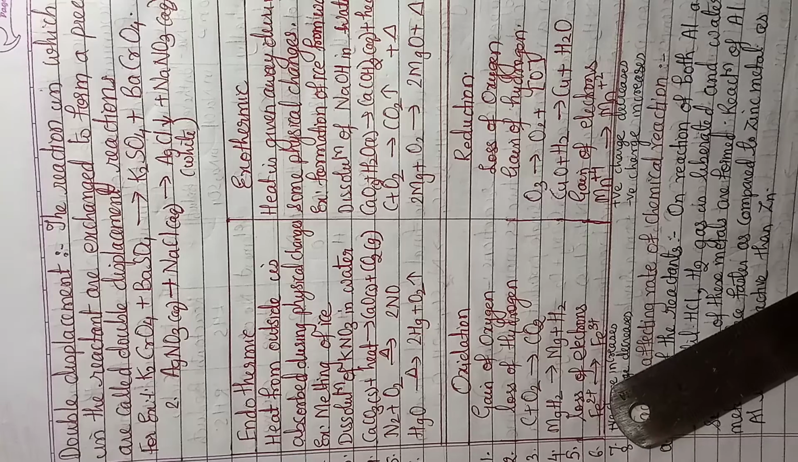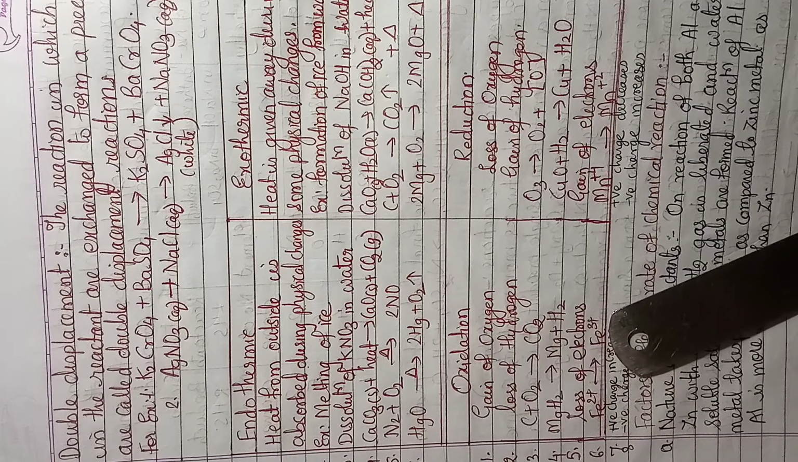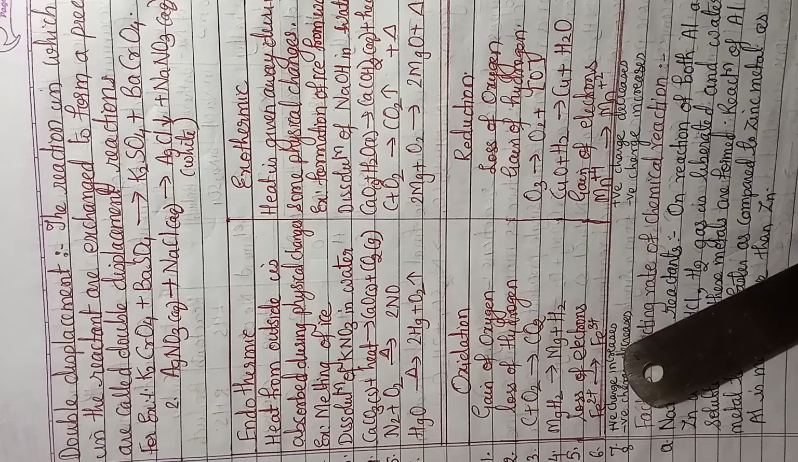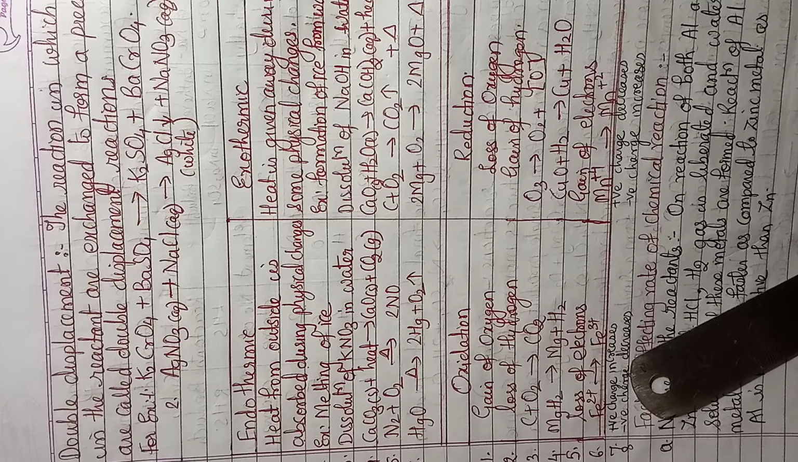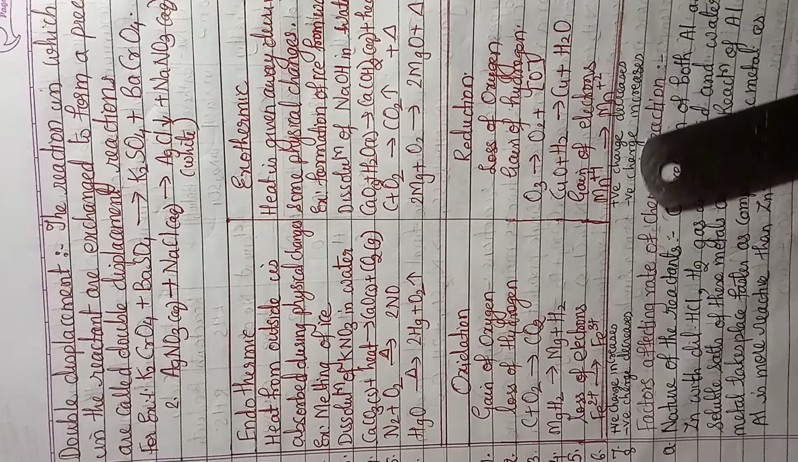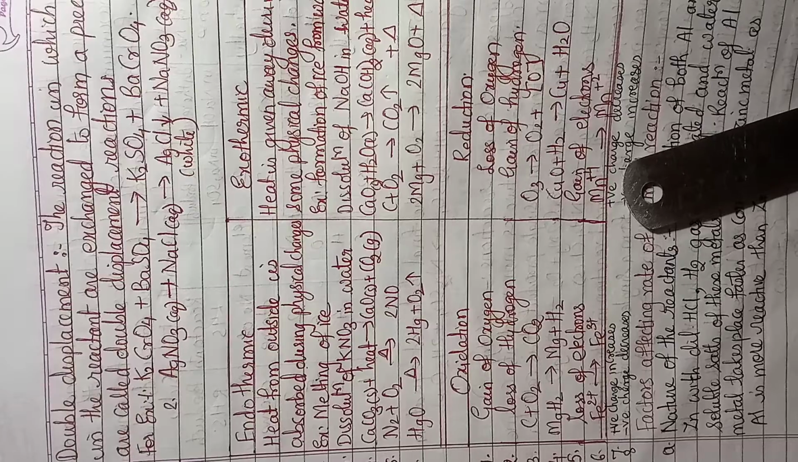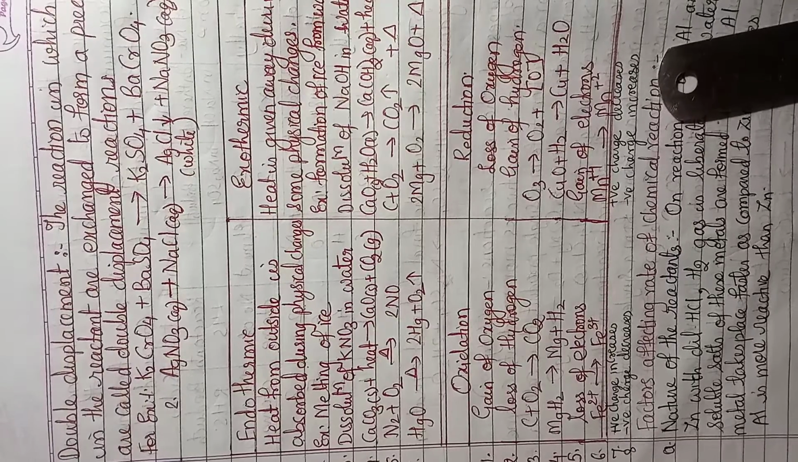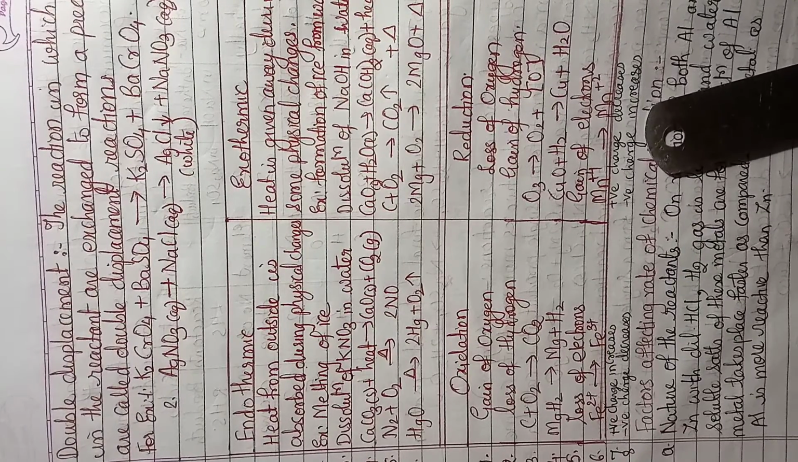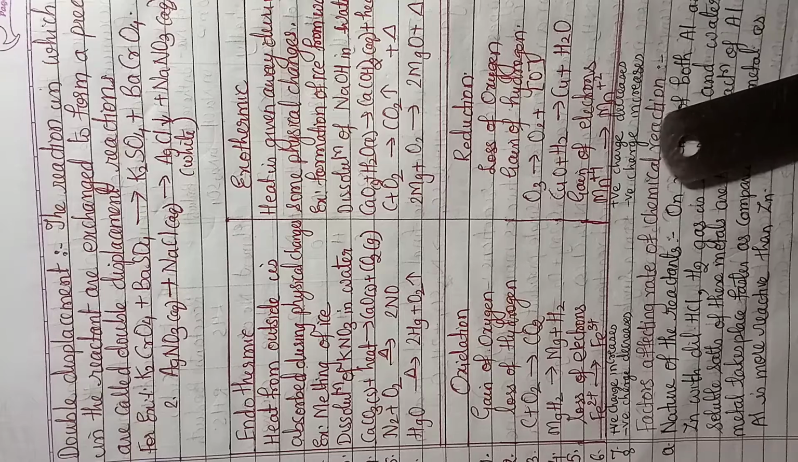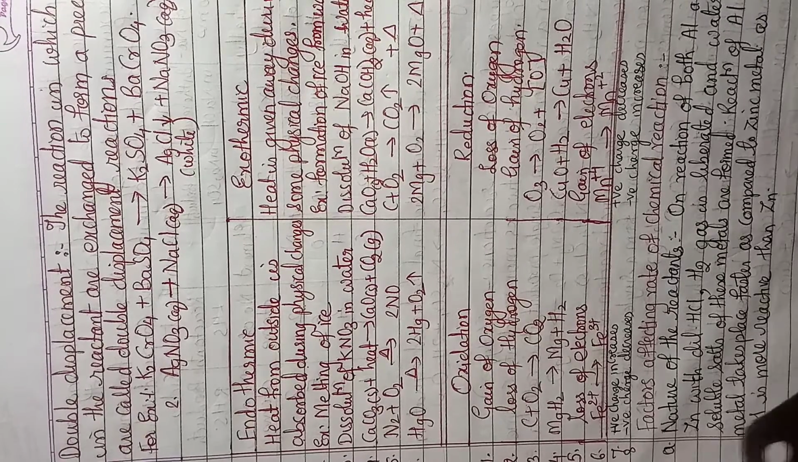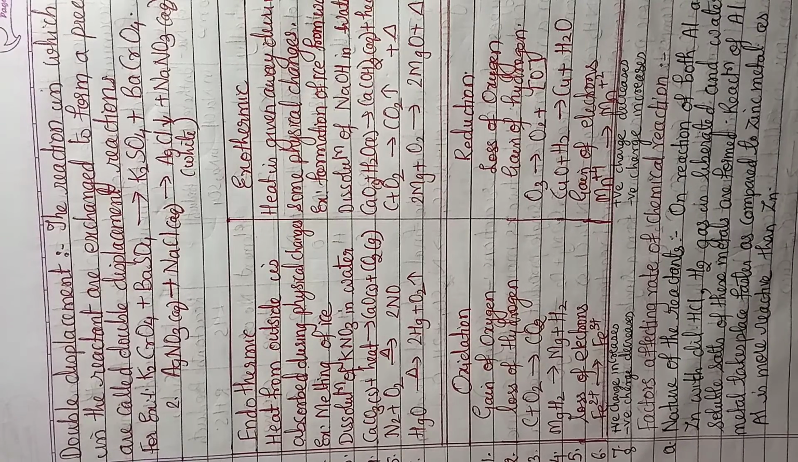Here Fe2+ gets converted into Fe3+. This implies there is loss of electrons. Whereas here Mn4+ gets converted into Mn2+, meaning here there is gain of electrons. Gain of electrons, reduction. Loss of electrons, oxidation.